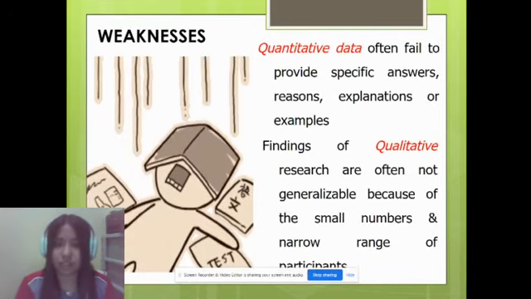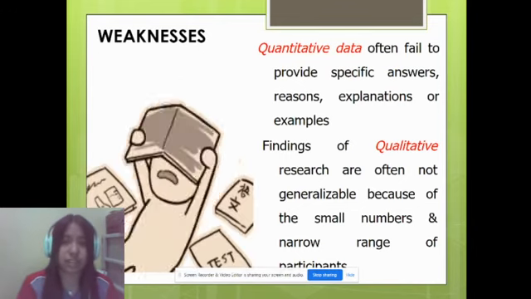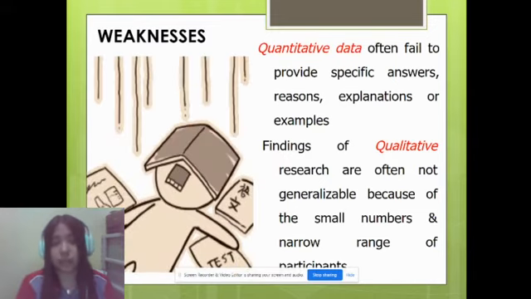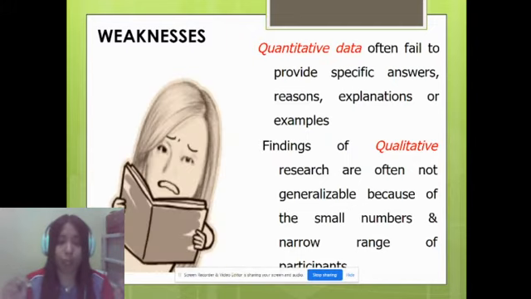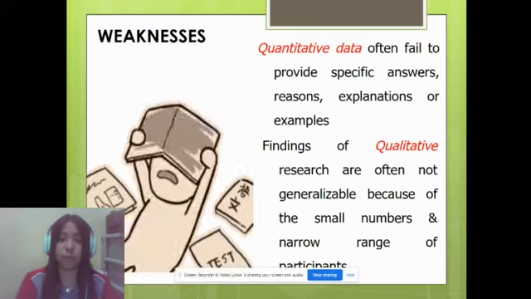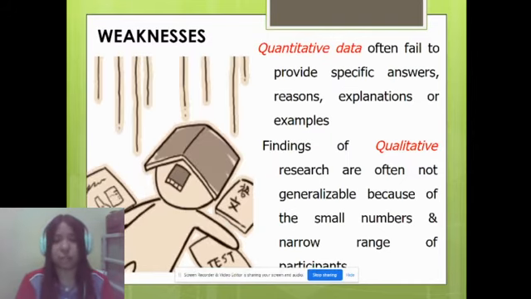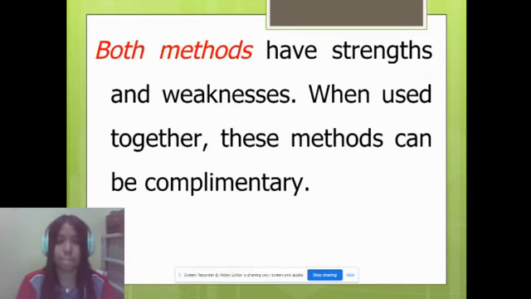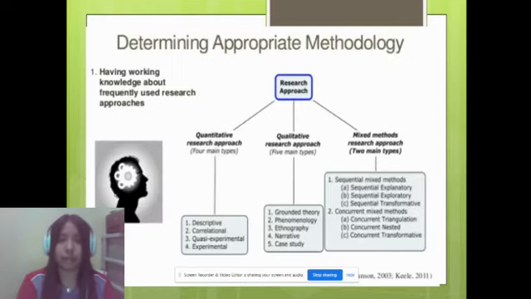While for their weaknesses, quantitative data often fails to provide specific answers, reasons, explanations, or examples. That's why, as presented, there is still the question why. While for the qualitative, findings of the qualitative research are often not generalizable because of the small number and narrow range of participants. So in the given example, I just considered the case of Maria. And both methods have strengths and weaknesses. So when we use them together, these methods can be complementary.